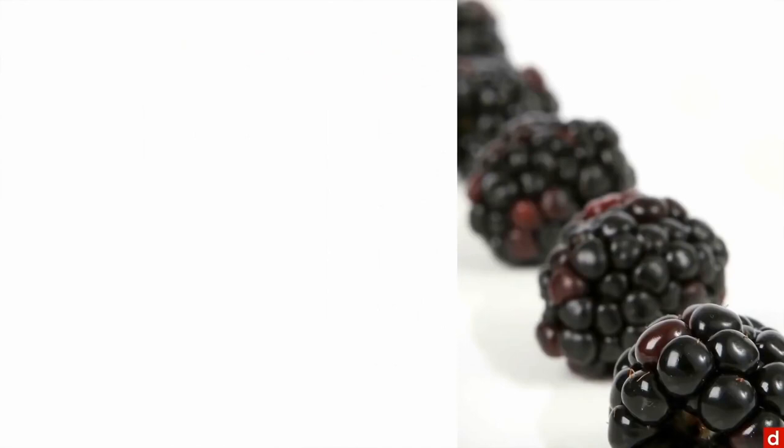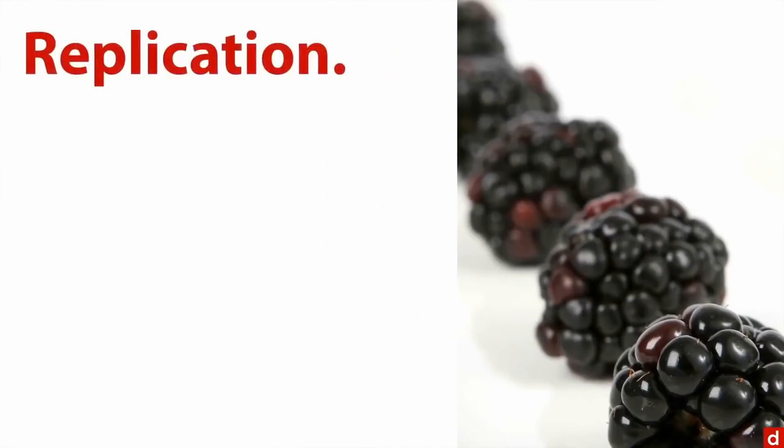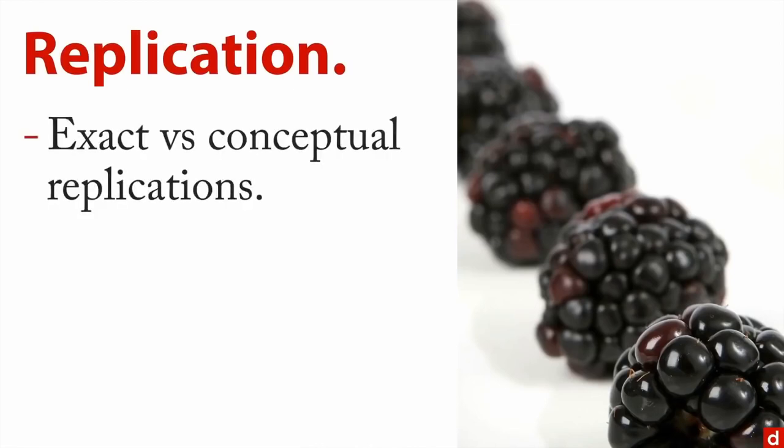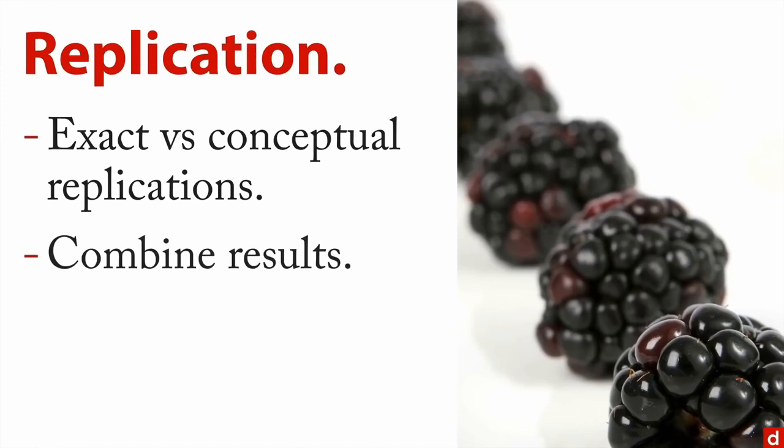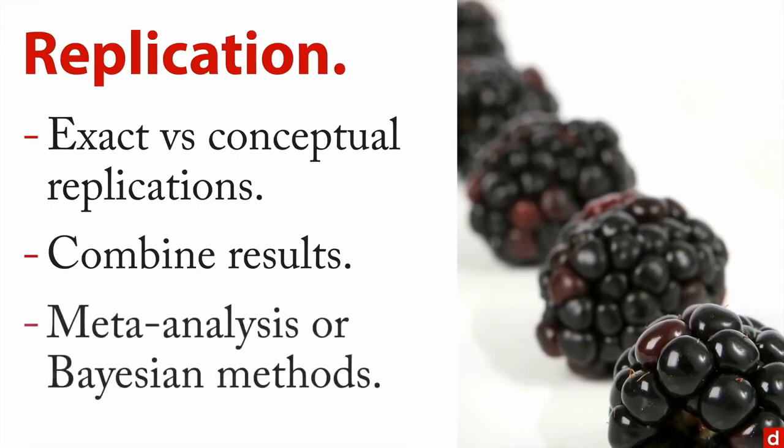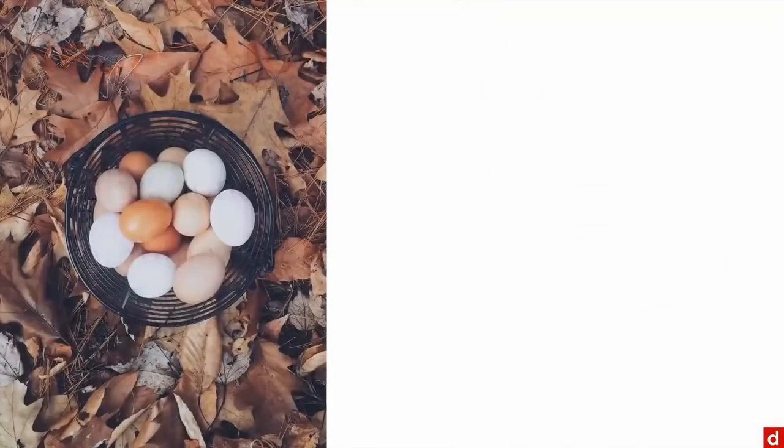Another way of finding out how well things are going to work is through replication. That is, do the study again. It's considered the gold standard in many different fields. The question is whether you need an exact replication or a conceptual one that is similar in certain respects. You can argue for both ways, but one thing you want to do, when you do a replication, is actually combine the results. And what's interesting is the first study can serve as the Bayesian prior probability for the second study. So you can actually use meta-analysis or Bayesian methods for combining the data from the two of them.